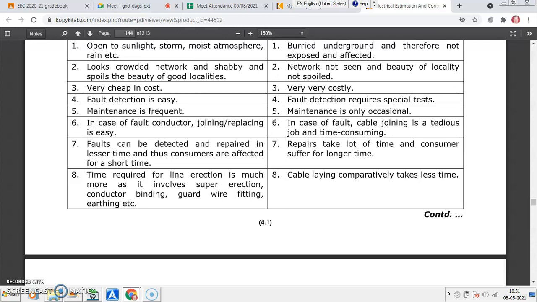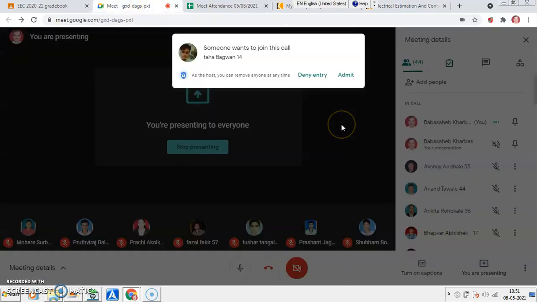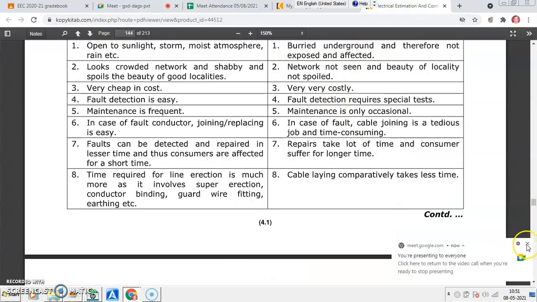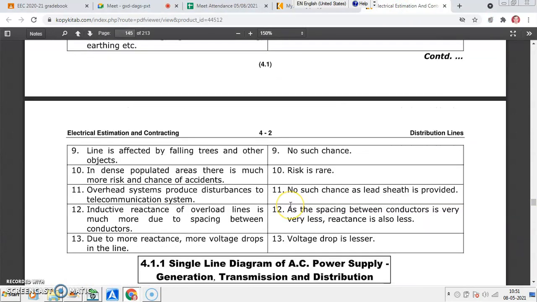Then the time required for overhead line erection is much more. It involves support erection, conductor binding, guarding, fitting, insulation, supports and all those. But once everything is there, cable laying is fast compared to the overhead system.